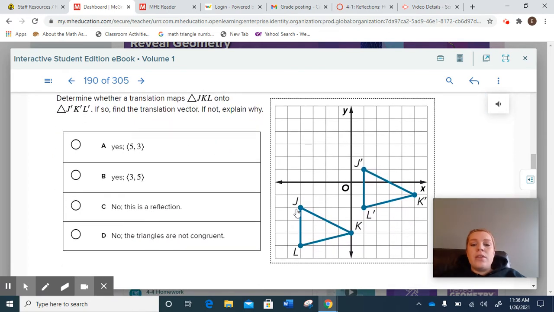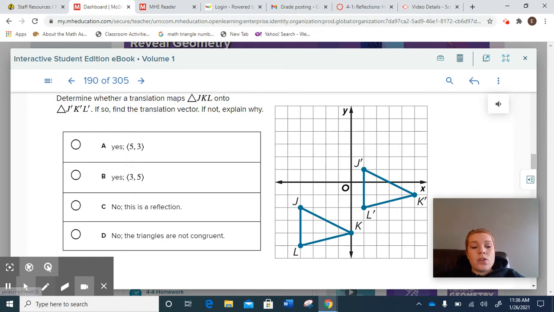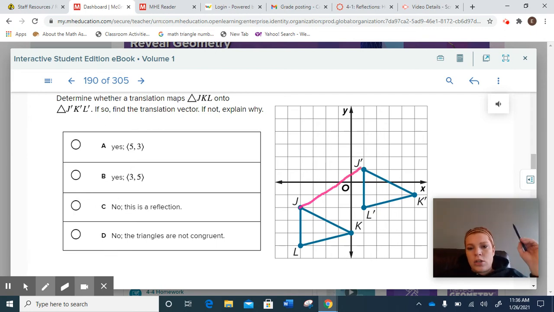Determine whether this is a translation. If it is, then find the vector. This one is a translation because you can tell they're facing the exact same way. So we're going to find the vector. So the way that you do that is you pair up pairs of points that are matching. I probably didn't explain that very well, but I'm going to pair up these two to make my vector. And each one, when you connect them, will make the same line.